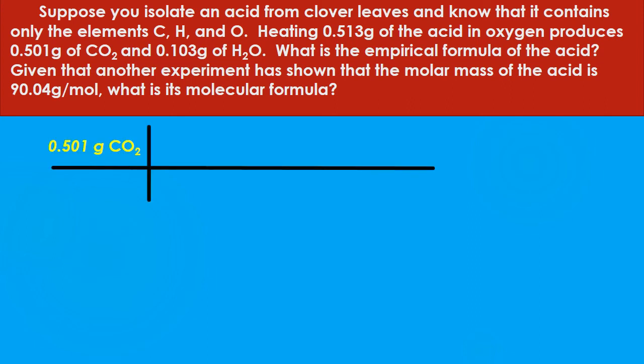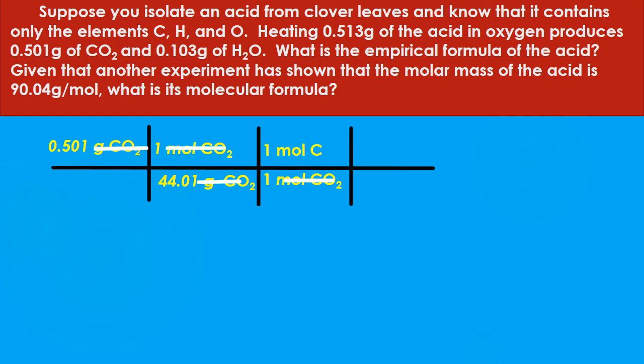So we do it similar to what we did in the previous example. So 0.501 grams of carbon dioxide, and in 1 mole of carbon dioxide we have 44.01 grams. We know that we have 1 mole of carbon in 1 mole of carbon dioxide. Then we're going to convert our moles to grams. So we have 12.01 grams of carbon in 1 mole of carbon. So in the compound we have 0.137 grams of carbon.